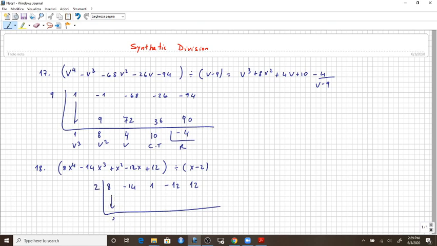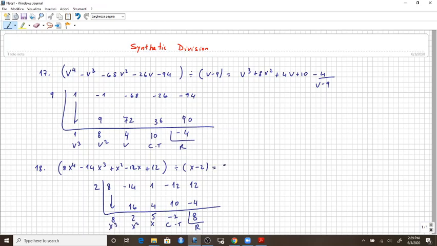Bring down the first one, 8. 8 times 2 is 16. 2. 2 times 2 is 4. The sum is 5. 5 times 2 is 10. Negative 2. Negative 2 times 2 is negative 4. And 12 minus 4 is 8. So it's a remainder, constant term. And then we have x squared, and x cubed.